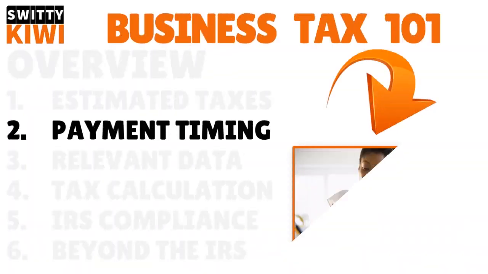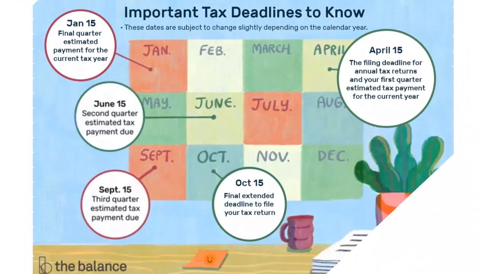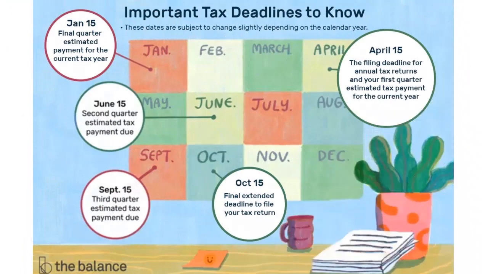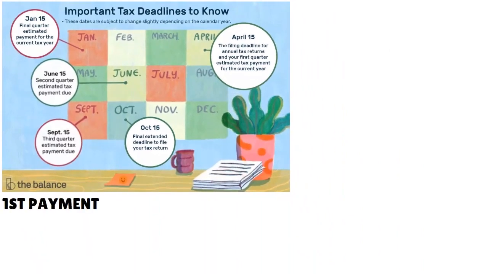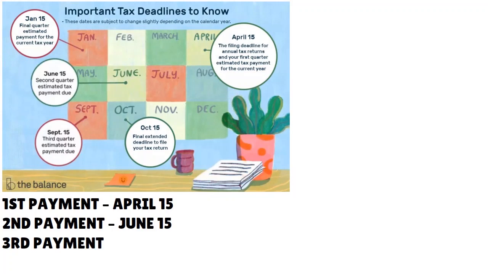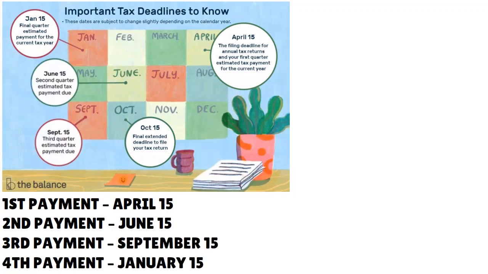Let's talk about payment timing because it is important. You can see on the screen a beautiful screenshot courtesy of our very smart friends at The Balance. So when we talk about payment timing, how and when do you have to pay estimated taxes? Payments are due 4 times a year. The first payment is on April 15th, the second payment June 15th, the third payment September 15th, and the fourth payment January 15th of the next year.